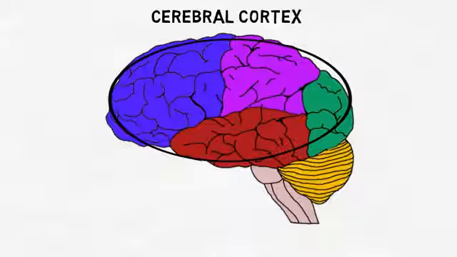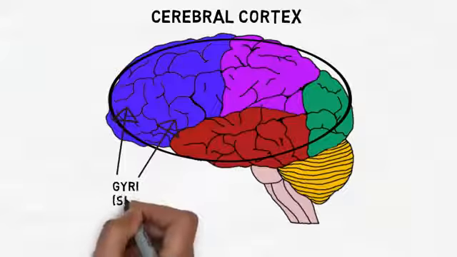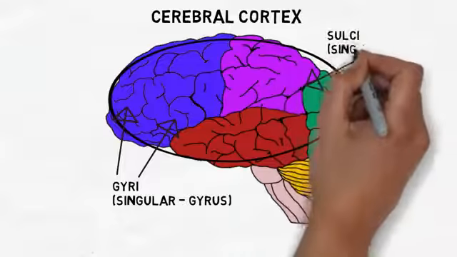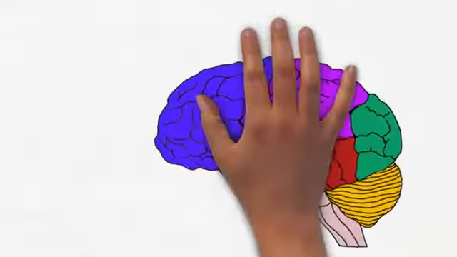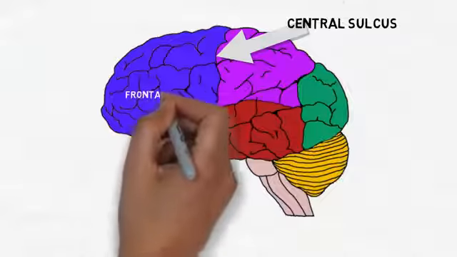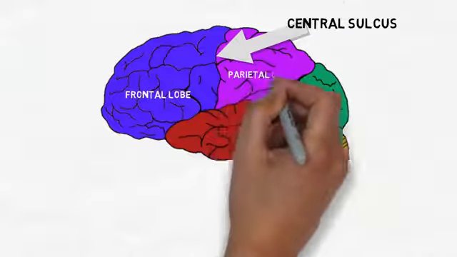The cerebral cortex is folded to create more surface area, forming these ridges, known as gyri, and grooves, known as sulci. This large sulcus is known as the central sulcus. It divides the frontal lobe from the parietal lobe.